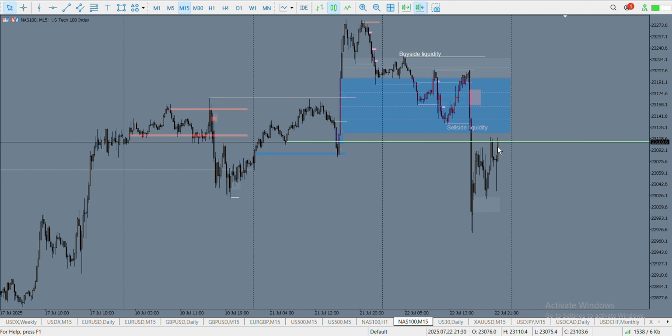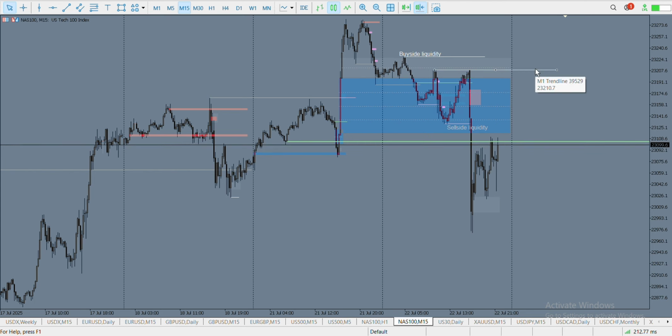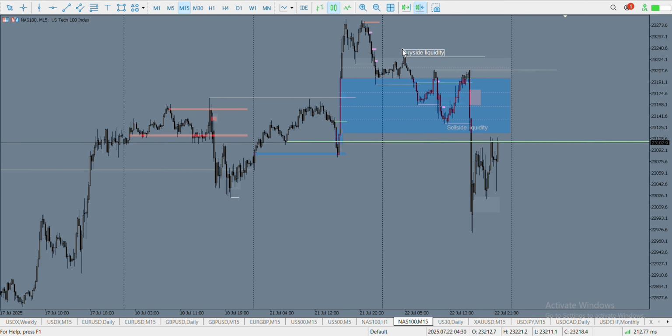I'll just be here trying to tape read, trying to see whether we can get to these relative equal highs here. 23,207. We are at 23,102 right now. That's around 100 big figure. I'm looking at this buy side resting above 23,210. Maybe we can get into this buy side going into tomorrow's Asian session or something like that.